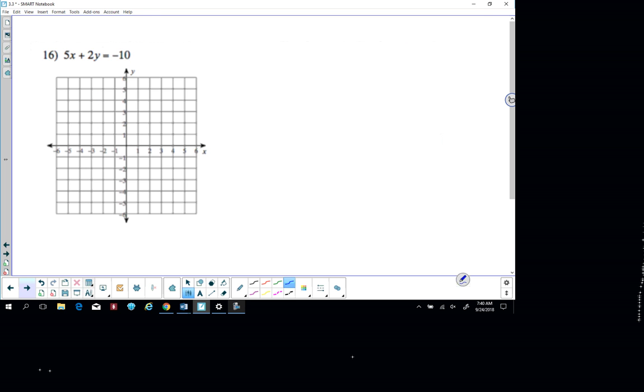The next one looks something like this. This is not what's on your paper, but I want to go through one together so you know what you're doing. And so all you're doing, I have 5x plus 2y equals -10. And this isn't the same equation that's on your paper. I just want to do one more on the board so you know what you're doing.